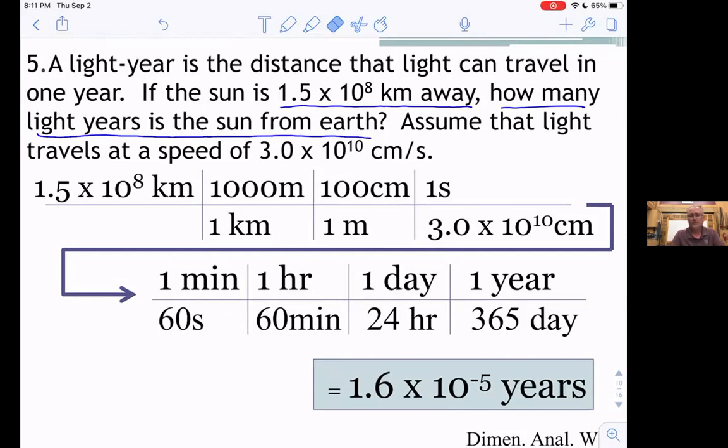And you can use the speed of light, 3.0 times 10 to the 8 meters per second, or here 3.0 times 10 to the 10th centimeters per second, to do the conversion and solve. This one, you guys probably did okay on. It's just a little long, but it's kind of straightforward if you use speed to convert from distance to time and then go from seconds to years in your time conversion.